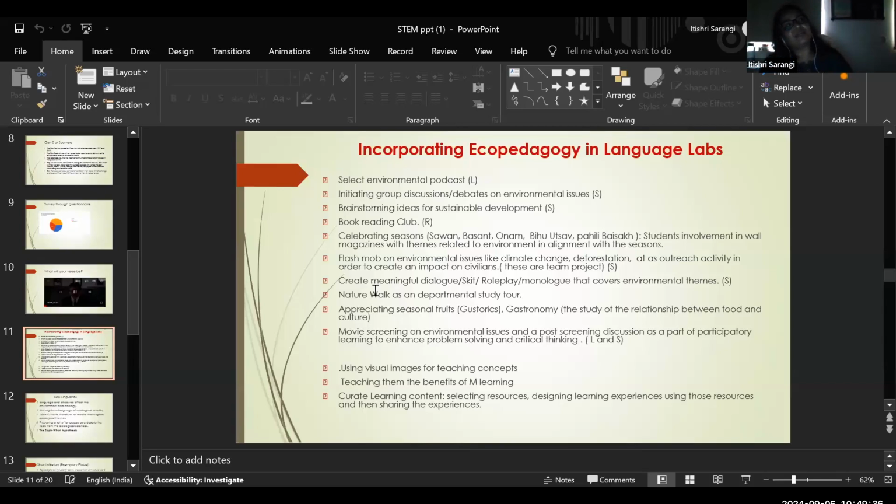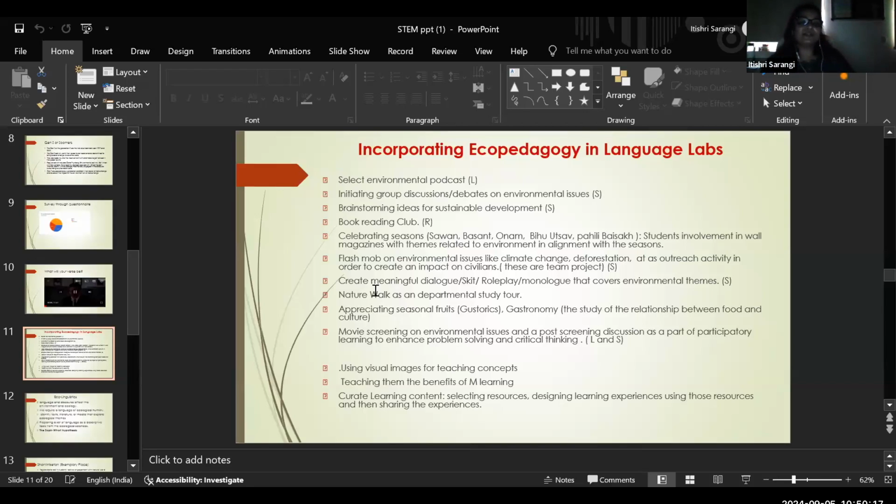Also, if you talk of the language of food, which is called gustorics, we can appreciate seasonal fruits, and students can understand the relationship between food and culture. The taste buds have always been shaped by geographical location. Every place has a distinct food item to enjoy, and people from different places have different food habits. So this builds an understanding of the relationship between food and culture.